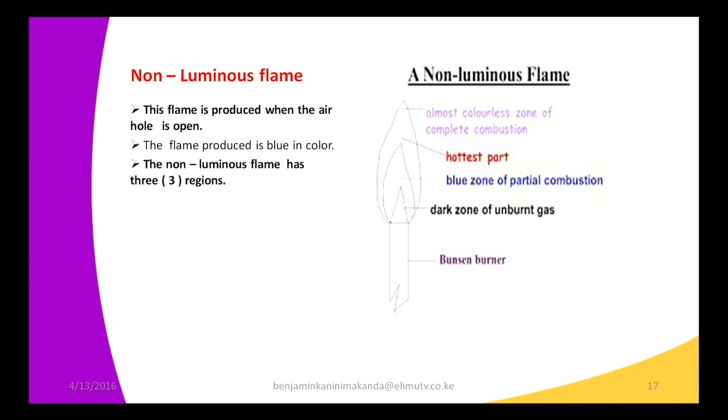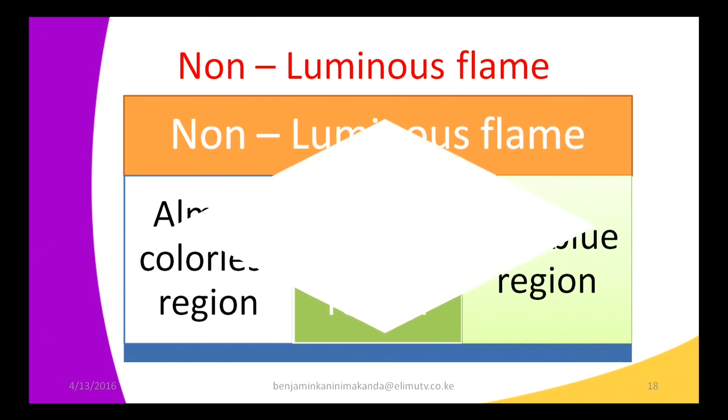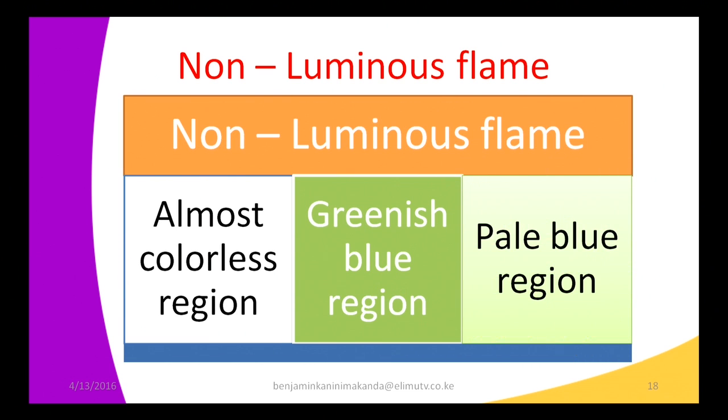Then the hottest part of a non-luminous flame is the outer region, which is the almost colorless zone of complete combustion. We will be able to carry out the experiment to ascertain the hottest part of a non-luminous flame, and we'll actually establish that the outermost region is the hottest part of the flame.